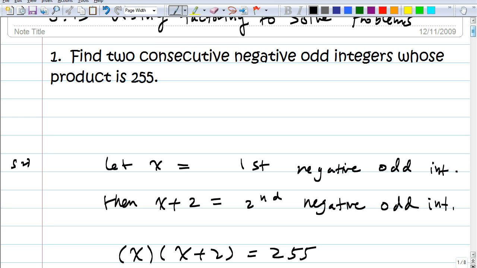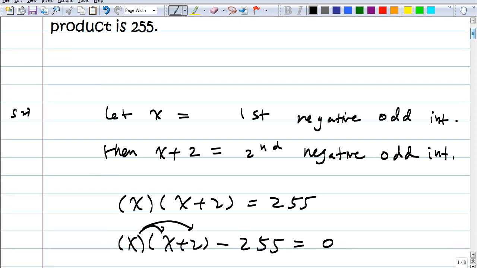So what are we going to do first? The first step is, yeah, Claire? Subtract 255 on both sides. The reason is because it has to equal 0. And of course you're going to distribute this x. Are you going to multiply this x with 255 also? No, it's just x times x plus 2. The other one is subtracting. Go ahead, everybody do this.